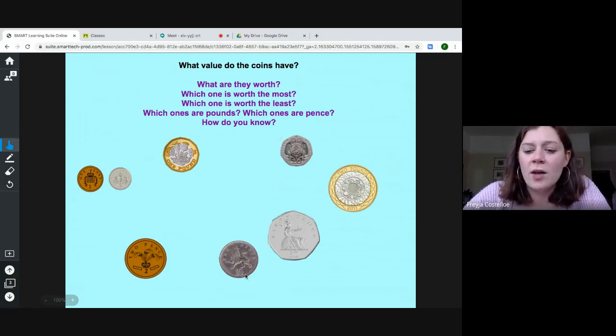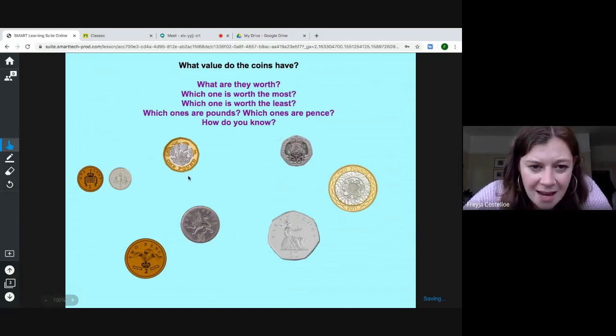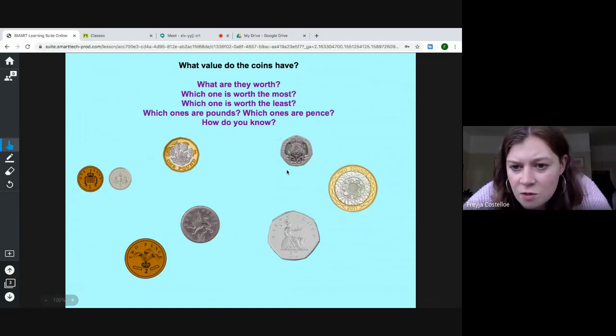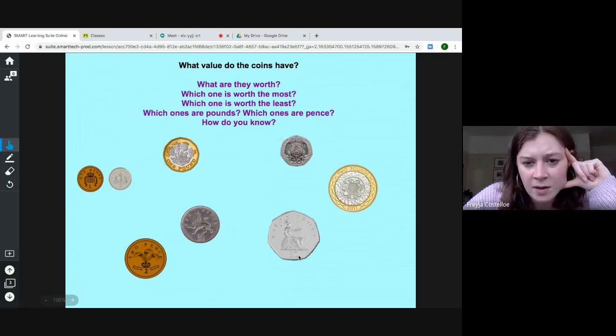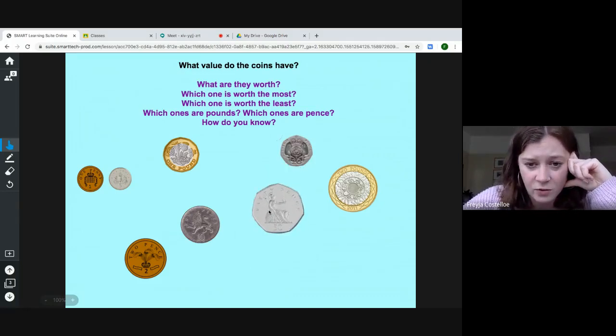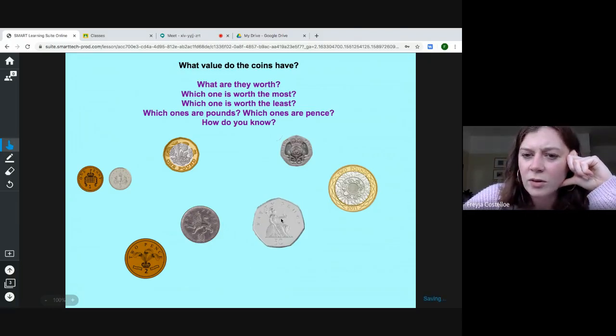Which one of these is worth the most? Now I'm going to have a look. This is 2, this is 10, this is £1, this is 20, this is £2, and this says 50. Well, I know that out of all of those numbers, 50 is the greatest. It's the largest. And this is also the biggest coin that I have here on the screen. So is our 50p worth the most? What do you think?